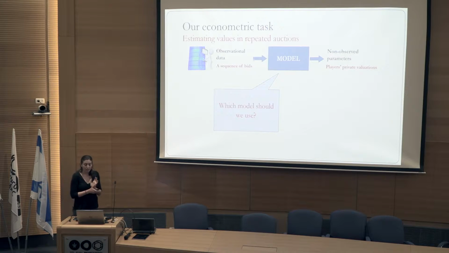And in this talk, I'll focus on repeated auctions. The observational data is going to be a sequence of bids that were played in repeated auctions. And we would like to use these bids in order to estimate the private values of the bidders, the players in these auctions. And the question is, which model should we use?